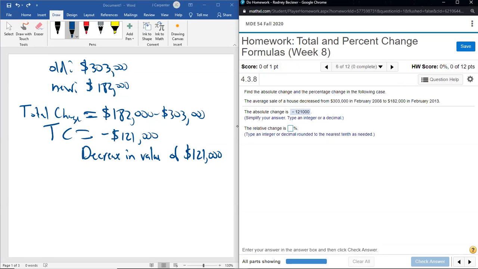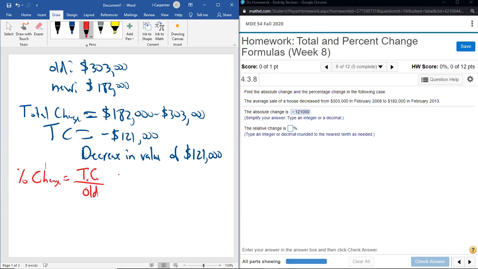The relative change, now relative means percent change. And the formula for percent change, as a reminder, is the total change divided by the original. I'll actually write that one. Percent change is the total change divided by the old, or the original. And then you have to convert to a percent. So for this problem, we take the total change, which was the negative $121,000, and we divide it by the original, which was the $303,000.